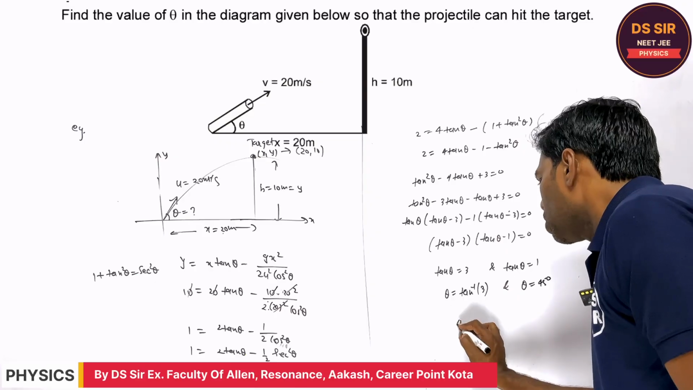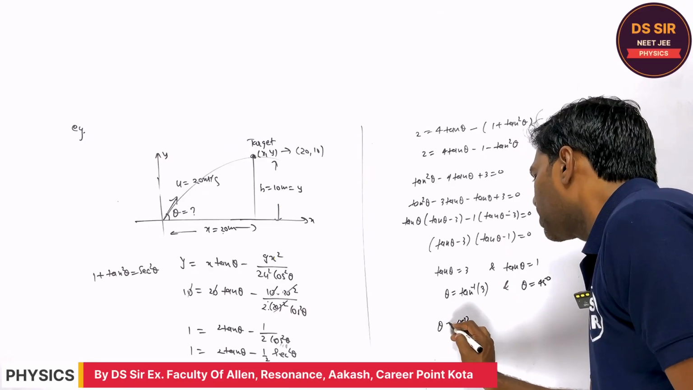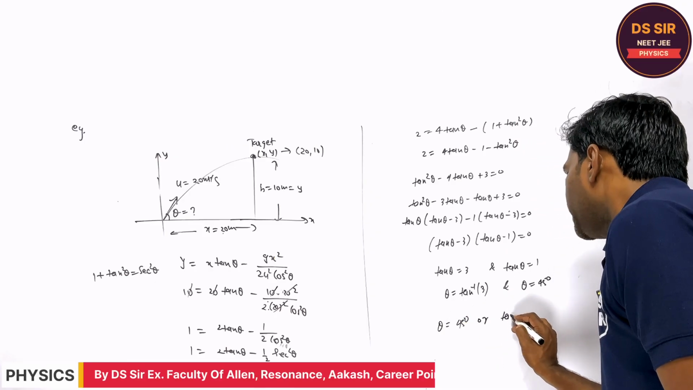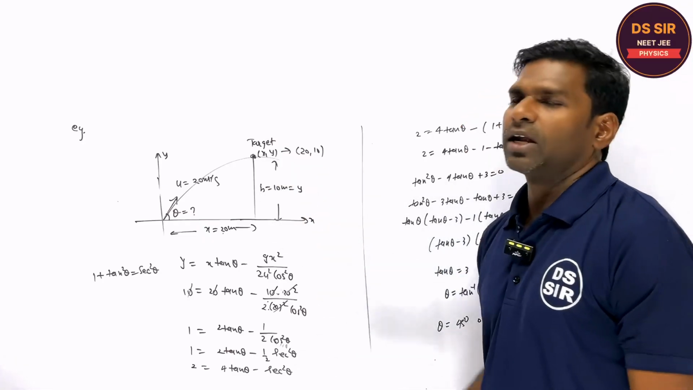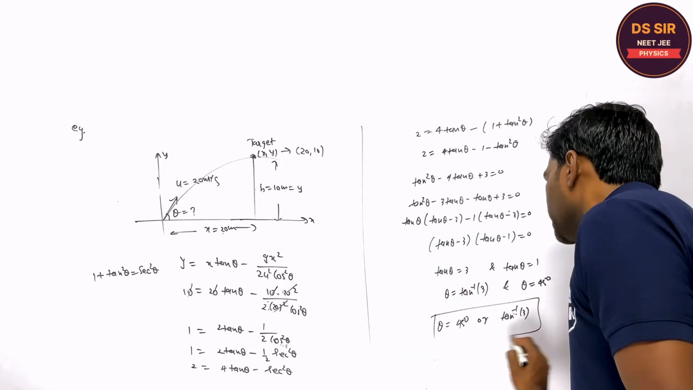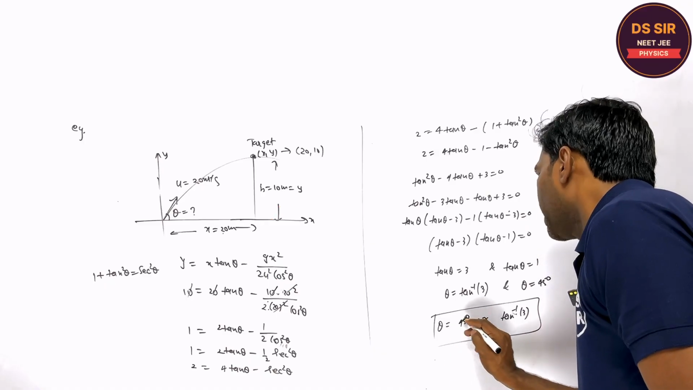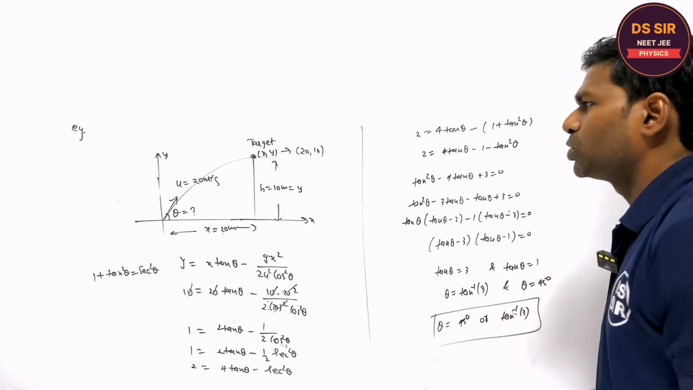So either you throw at angle 45 degrees or tan inverse 3, right? It will hit this target. So these are the two angles at which we have to throw the projectile.